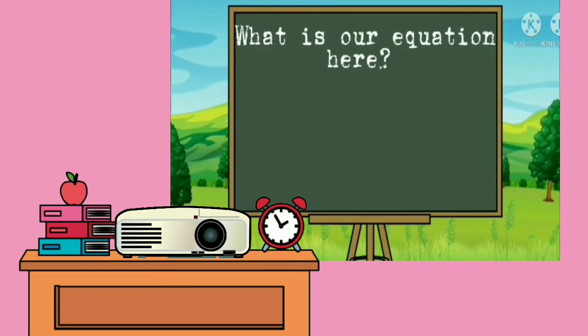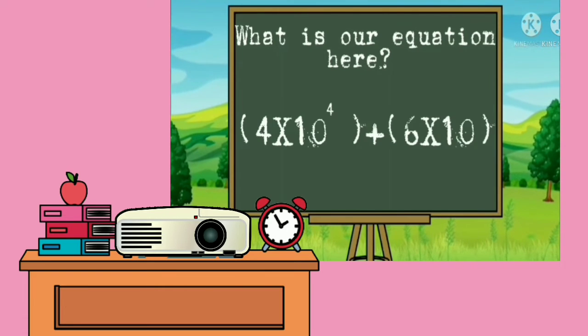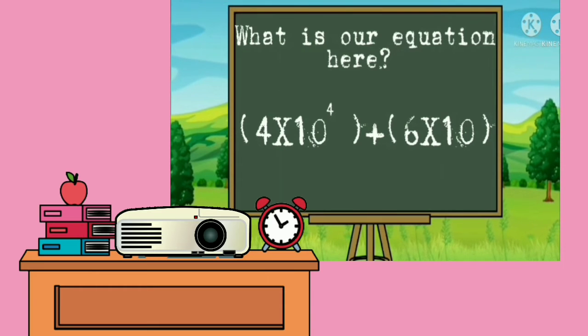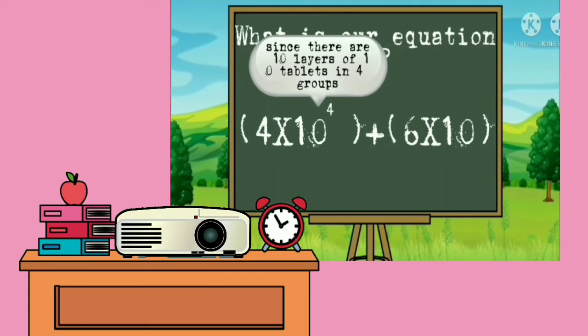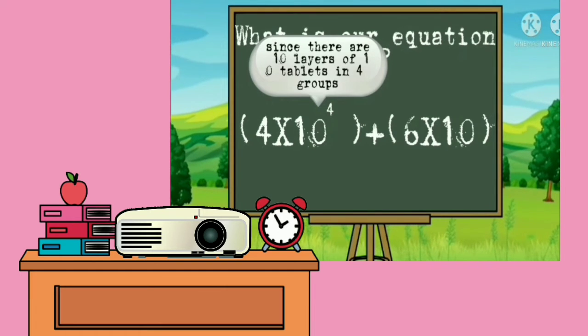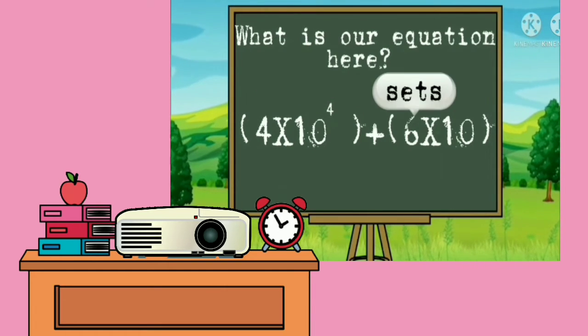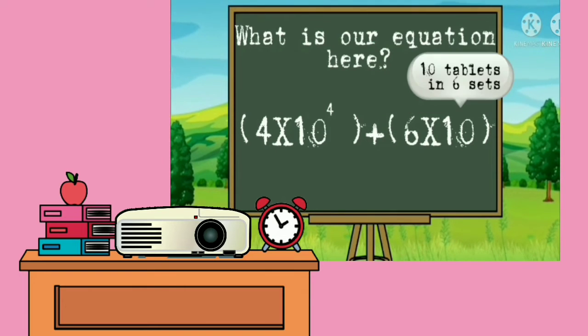Let's proceed to number 3. What is our equation here? Now we have, open parentheses, 4 times 10 raised to the power of 4, close parentheses, plus open parentheses, 6 times 10, close parentheses. Whereas 4 is for the 4 groups, 10 raised to the power of 4, since there are 10 layers of 10 tablets in 4 groups, so 10 raised to the power of 4. Now, 6 is for the sets, and another 10 is the 10 tablets in 6 sets.